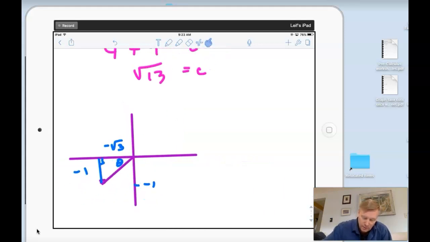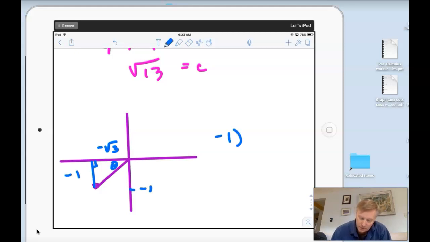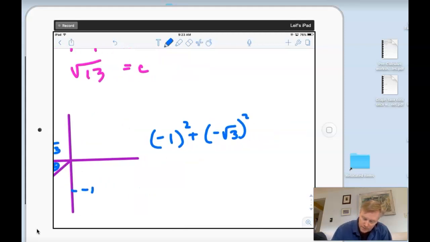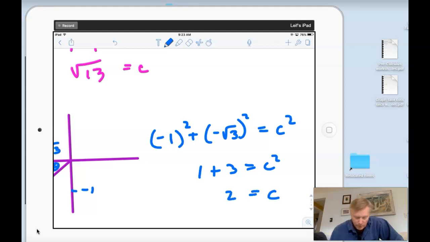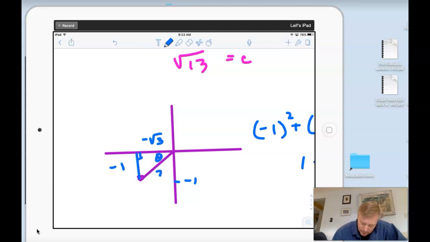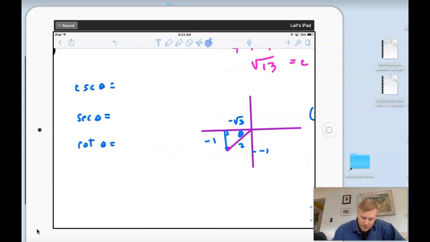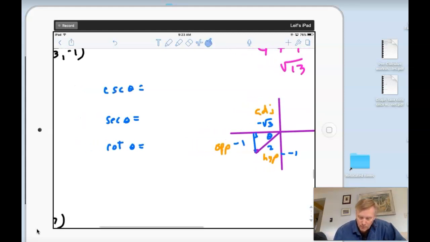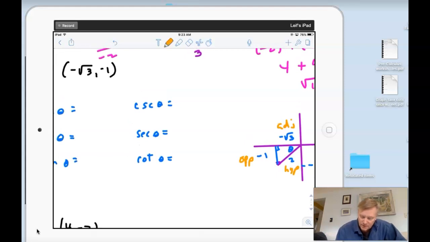I'm going to do the Pythagorean theorem to find out the third side of the triangle. So once again, I'm looking for the hypotenuse. Equals c. A squared plus b squared equals c squared. And if you do that correctly, that's 1 plus 3 equals c squared. C equals 2. All right. So there's that. Now I can go figure out all these other things, right? This one's the opposite. The -1 is the opposite. This is the adjacent. And the hypotenuse is the 2. So opposite over hypotenuse is the sine, which is -1 over 2.